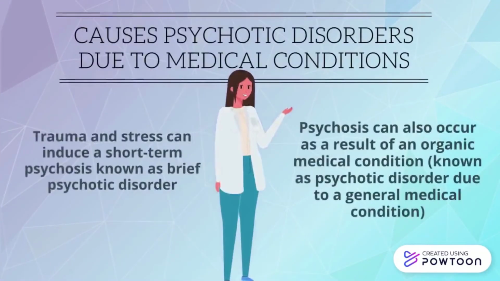Causes of psychotic disorder due to medical conditions. Trauma and stress can induce a short-term psychosis known as brief psychotic disorder. Psychosis can also occur as a result of an organic medical condition. A change in brain function is thought to occur with brain tumors, traumatic brain injury, epilepsy, autoimmune disorders, thyroid disease, Huntington's disease, central nervous system infections, cerebrovascular disease, auditory or visual nerve damage, multiple sclerosis, stroke, migraine, and other medical conditions.